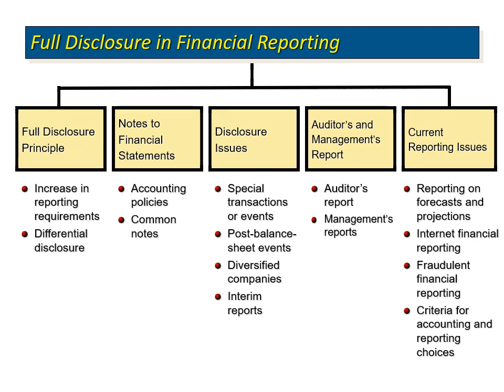And then we also need to disclose information dealing with the auditor and management report. In this case, we have to discuss the auditor report and then the management report. And then we deal with some current reporting issues like reporting on forecasts and projections, internet reporting, fraudulent financial reporting, and any other criteria for accounting and reporting choices. So this is a wide range of information that categorizes full disclosure in financial reporting.